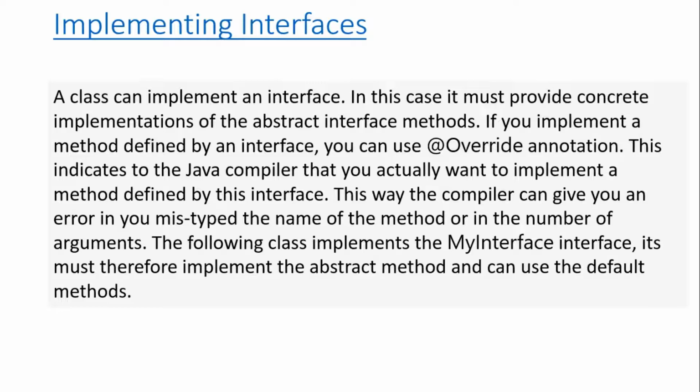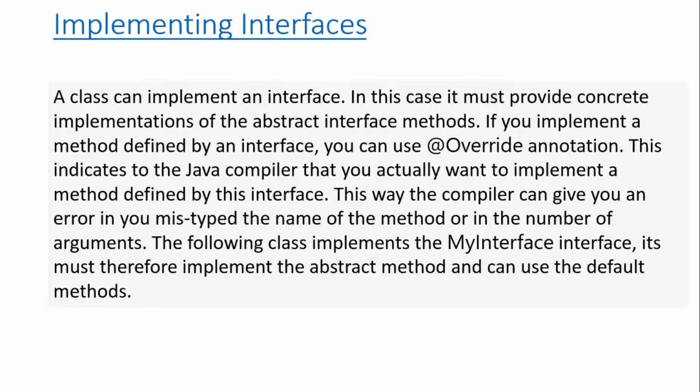Implementing interfaces. A class can implement an interface. In this case it must provide concrete implementations of the abstract interface methods. If you implement a method defined by an interface, you can use the @Override annotation. This indicates to the Java compiler that you actually want to implement a method defined by this interface.